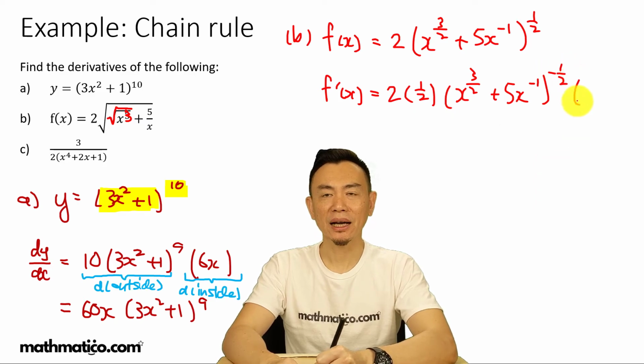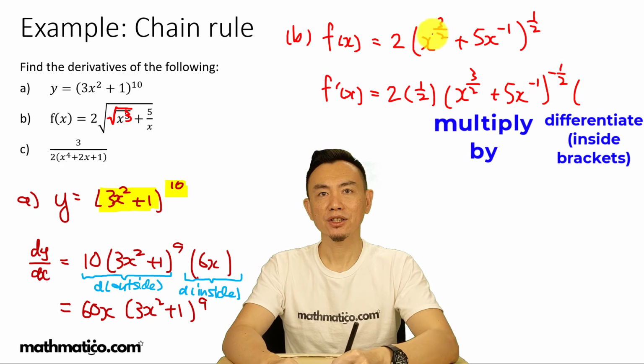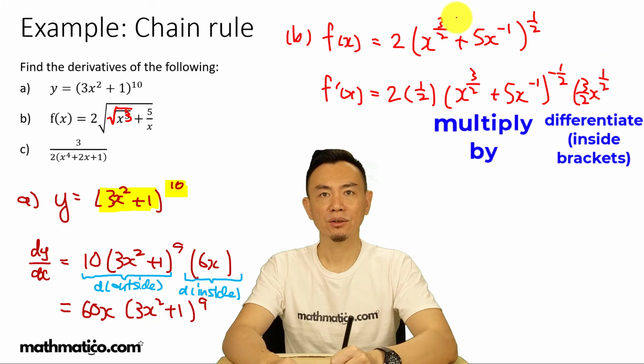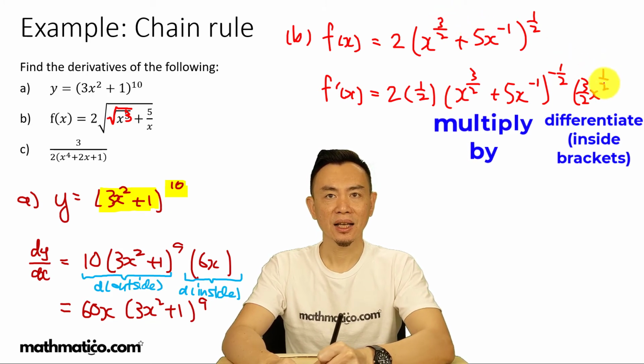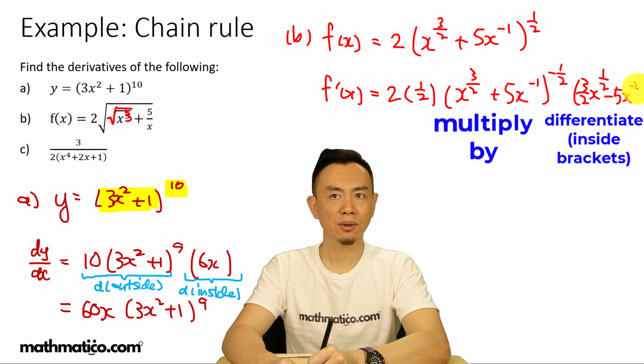Then we multiply separately by the differentiation of the inside. So we're going to differentiate this. 3 over 2 bring down, you have 3 over 2 x to the power of half. 3 over 2 minus 1 is half. Bring down this negative 1, you have a minus 5 x to the power of negative 1 minus 1, which is negative 2.